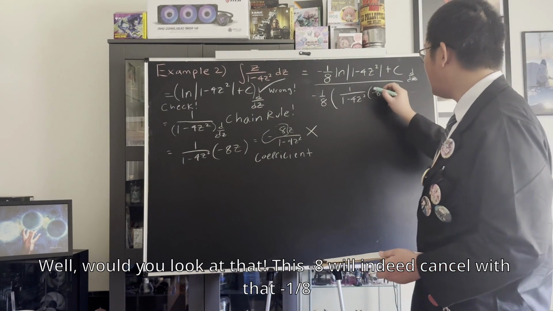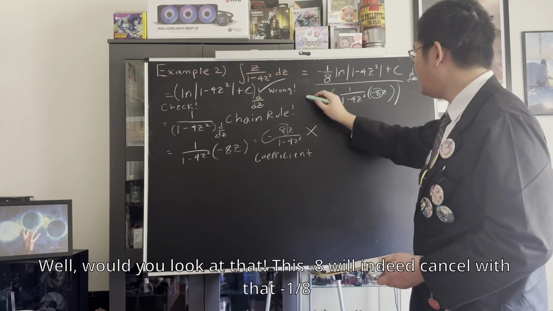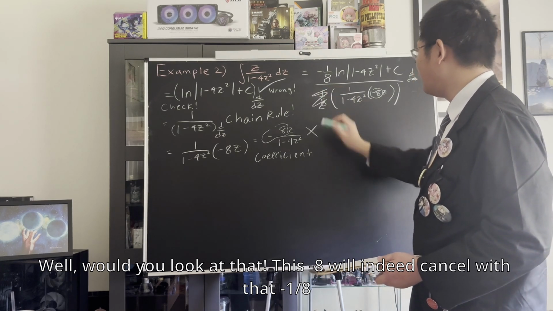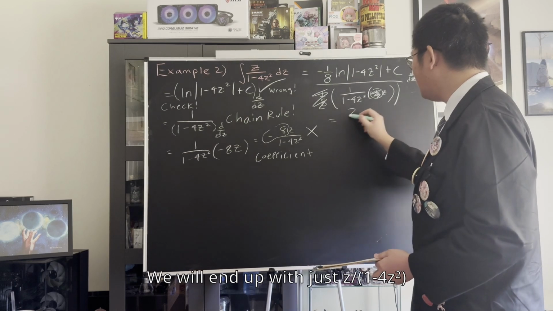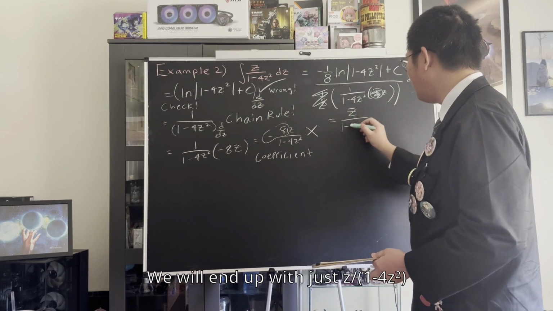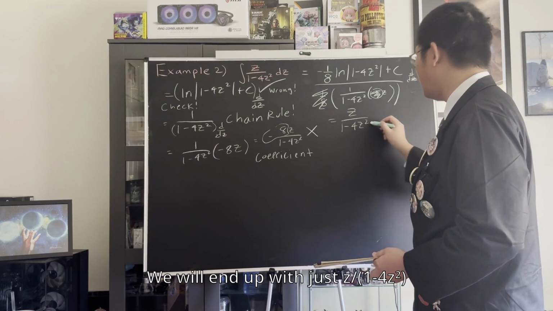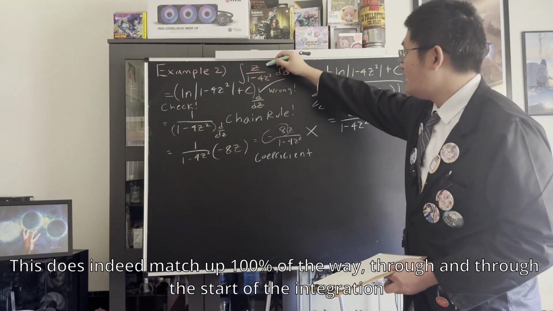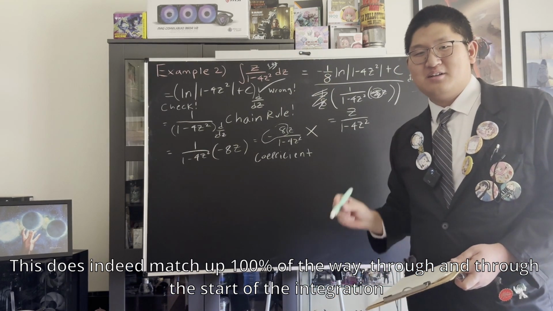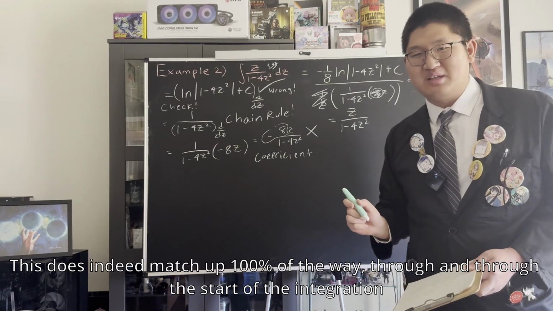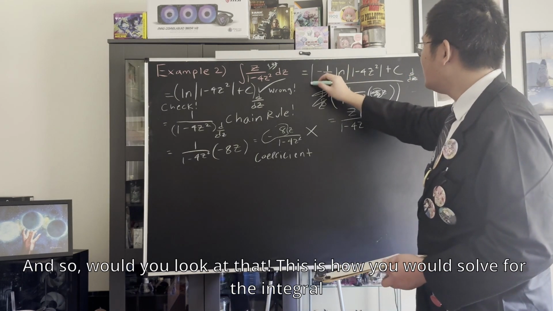Well, would you look at that? This negative 8 will indeed cancel with that negative 1 over 8. And so, by removing those two, we will end up with just z over 1 minus 4z squared. This does indeed match up 100% of the way through and through the start of the integration. Victory.